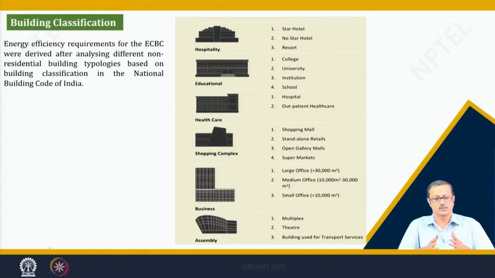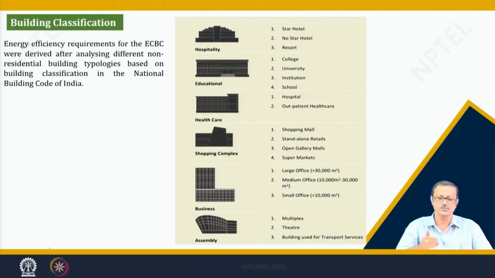We will today discuss the building performance of the ECBC. In this ECBC code, as I told just a little earlier, it has included all types of buildings except, I think, two types of building: one is residential and one is industrial. These two are not included.